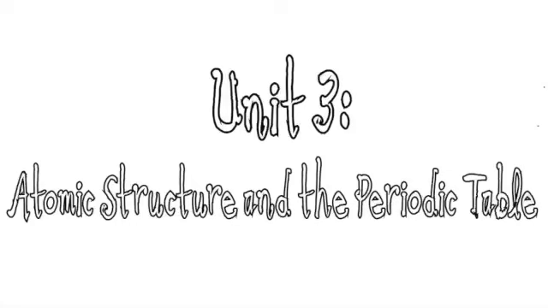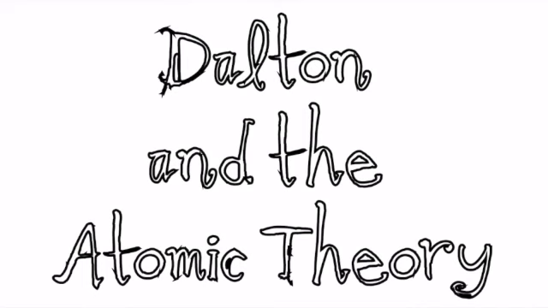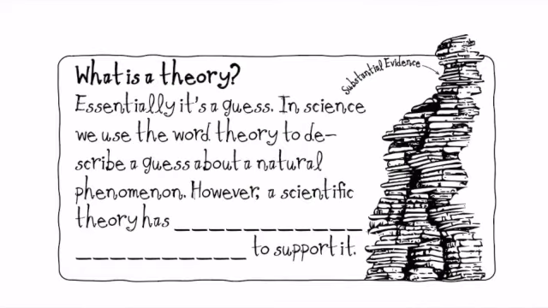This is Unit 3, Atomic Structure in the Periodic Table. Dalton and the Atomic Theory. What is a theory? So essentially, a theory is a guess. In science, we use the theory to describe a guess about a natural phenomenon. However, a scientific theory has substantial evidence to support that theory.